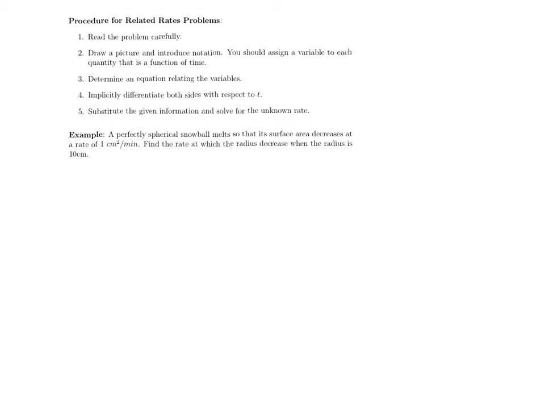What we are told is that a perfectly spherical snowball melts so that its surface area decreases at a rate of 1 square centimeter per minute. What we would like to do is find the rate at which the radius decreases when that radius is 10 centimeters. So a very, very standard problem. We're starting off with this spherical snowball, so roughly speaking, something like this.